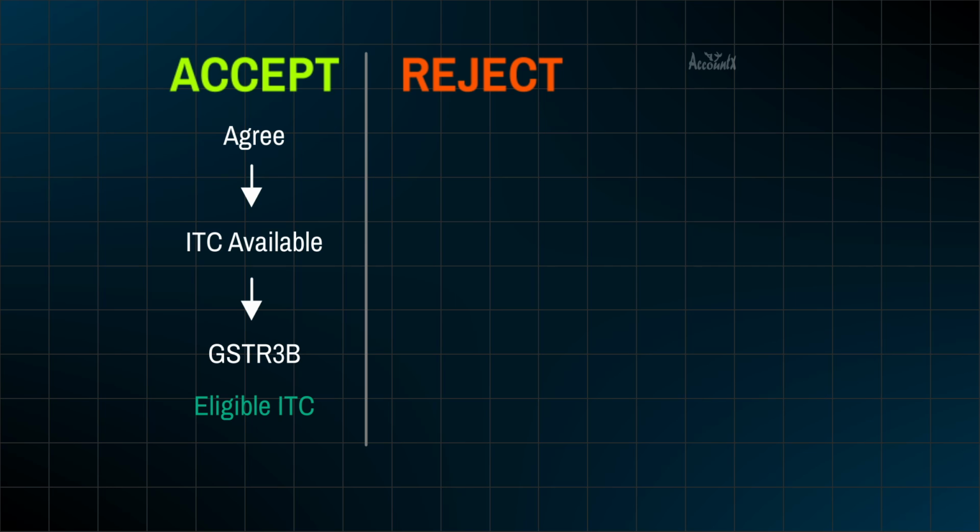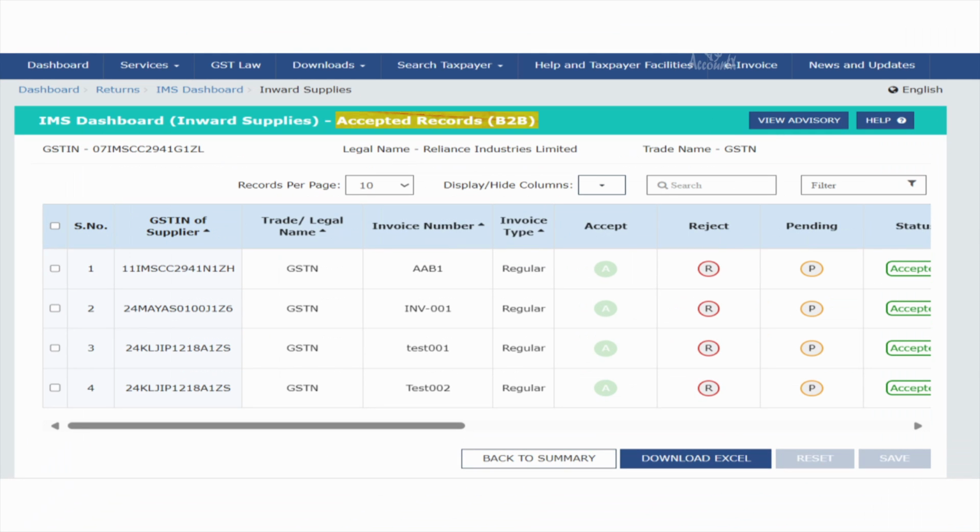Then reject. Obviously, if you disagree with a particular transaction, you would choose this option. Once you do that, the transaction would move to the ITC rejected section in your GSTR2B. And this transaction would not be auto-populated into your GSTR3B, so you will not be able to avail input tax credit. Here is the screenshot of accepted records.